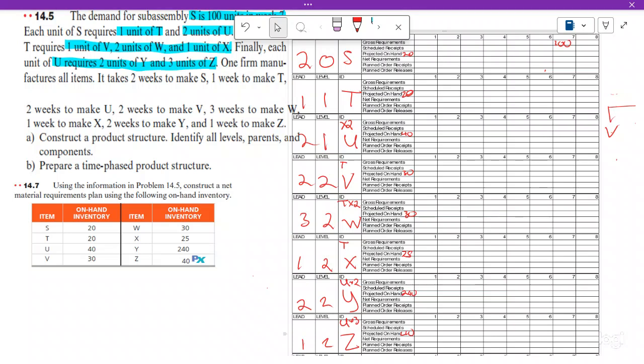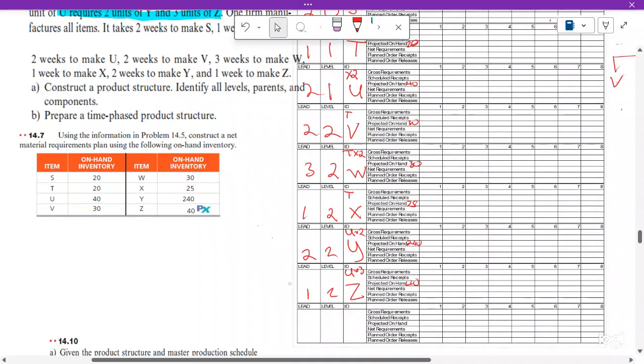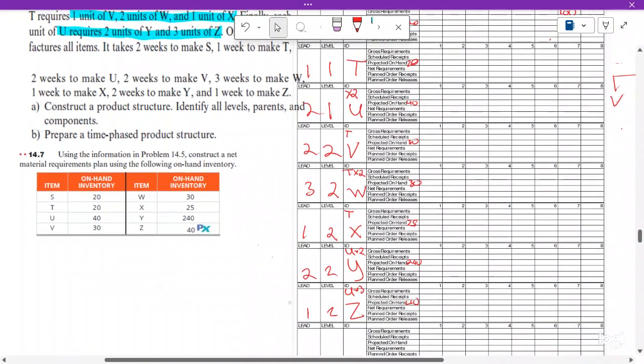And then it becomes case closed. But when you didn't follow what is required, you go on and answer this whole thing. You spend an hour writing that exam, whereas you could have just done the product structure. So the 14.7 and 14.5 are actually going to be one thing. Then after that, I'm going to say construct a net material requirement plan using the following on-hand inventory. It's going to be under one question, A and B. The time phased one, I'm going to do next year.